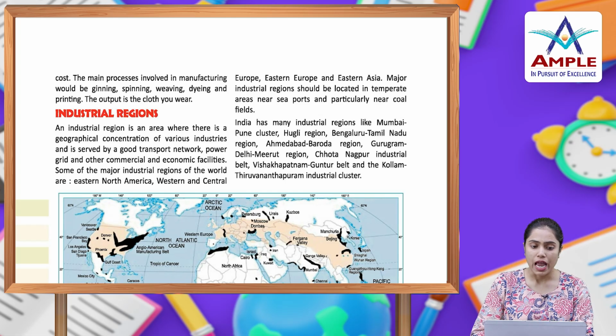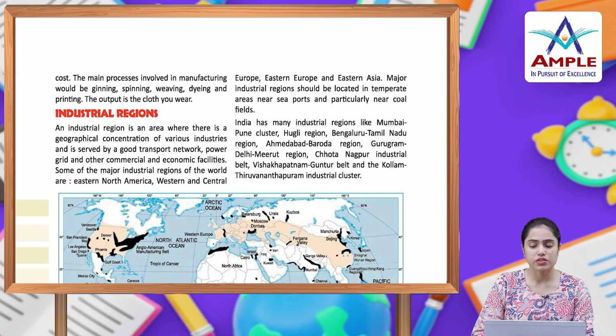Industrial regions. An industrial region is an area where there is geographical concentration of various industries and is served by a good transport network, power grid and other commercial and economic facilities. Some of the major industrial regions of the world are Eastern North America, Western and Central Europe, Eastern Europe and Eastern Asia. Major industrial regions are usually located in temperate areas near seaports and particularly near coal fields.